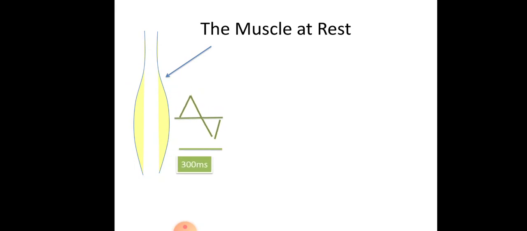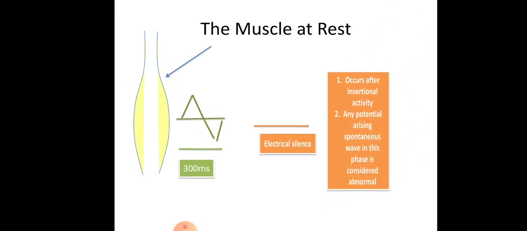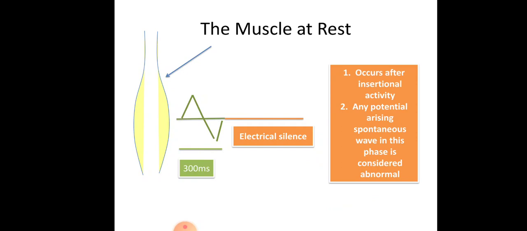First one is your insertional activity, which is normally seen as biphasic, spontaneous and spiky, and it is only for 300 milliseconds as duration, after which electrical silence is seen. That is the phase of muscle at rest. It occurs after insertional activity. Any potential rise during electrical silence phase is considered abnormal.